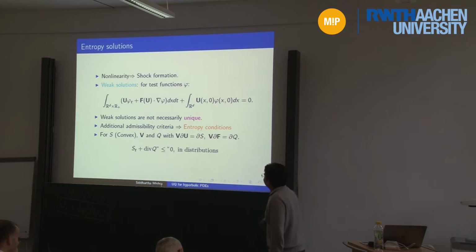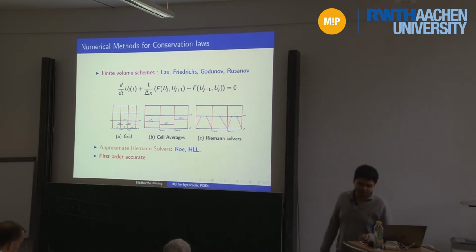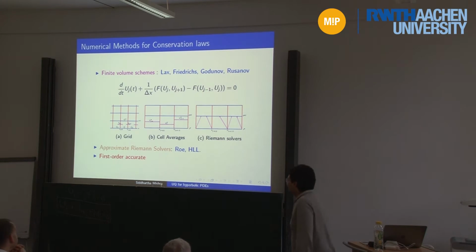And probably most of you know this, but I'll give you a very short crash course on what sort of numerical methods we have for these equations without uncertainty, because in order to deal with uncertainty, we have to deal with the case where there's no uncertainty first. The simplest method is what are called finite volume schemes.